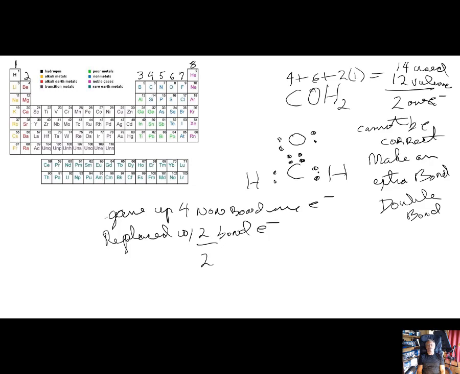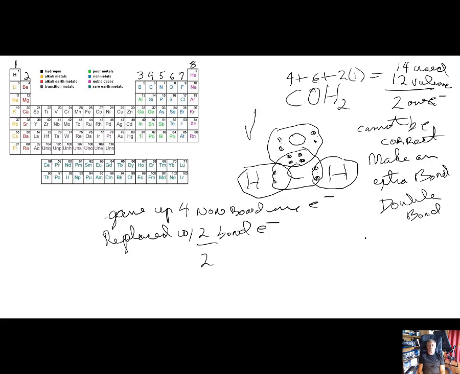All right, so now let's count up. 2, 4, 6, 8. Carbon is happy. 2, 4, 6, 8. Oxygen is happy. And each hydrogen has 2, so each hydrogen is happy. Now let's count the total number up. 2, 4, 6, 8, 10, 12. So we have 12, we use 12.